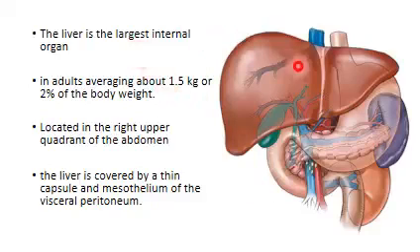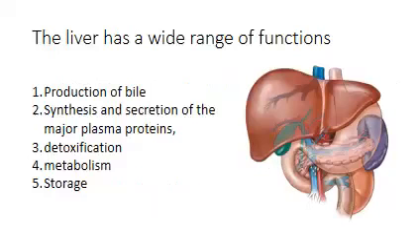As you know, the liver is the largest internal organ. You can see here the liver in this image. It's the largest internal organ, weighing about 1.5 kilograms, or forming about 2% of the total body weight. It's located in the right upper quadrant of your abdomen, that's to say, an area called the right hypochondrium, and it is covered with a thin capsule that sends connective tissue septa to the inside of the organ, dividing it into lobes and lobules. The liver has a wide range of functions, many functions.